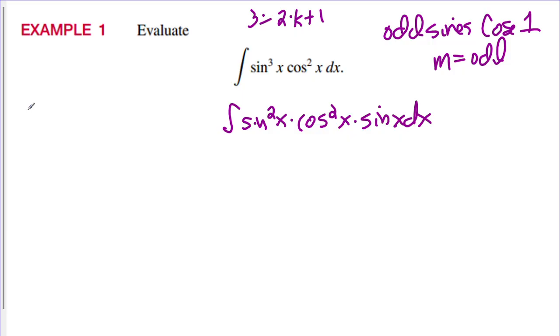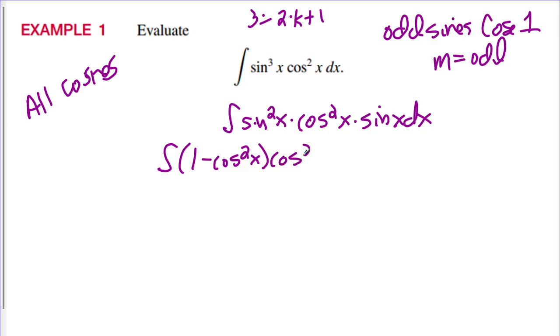The trick here is we're going to turn these into all cosines. The first trick is for sine squared, we can use our trig identity. So now we have the integral of 1 minus cosine squared of x times cosine squared of x. Then we're going to use a trick to get rid of sine of x dx. Because we're going to all cosines, we're going to set u equal to cosine of x. Therefore, du, the derivative of cosine, recall, is negative sine of x dx.